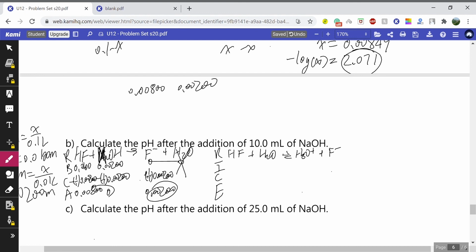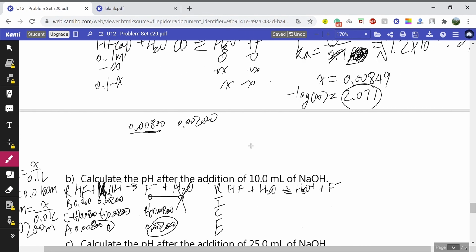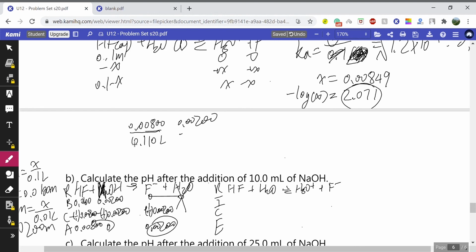And now we need to assume that volumes are additive. So in the beginning, we have 100 milliliters. Now we add 10 milliliters, so this is going to be 0.110 liters. This is also going to be 0.110 liters. Now if we do 0.008 divided by 0.110, that will give us 0.0727 molar, and this is going to be 0.002 divided by 0.110, which will be 0.182 molar. Now we're going to plug that in over here.